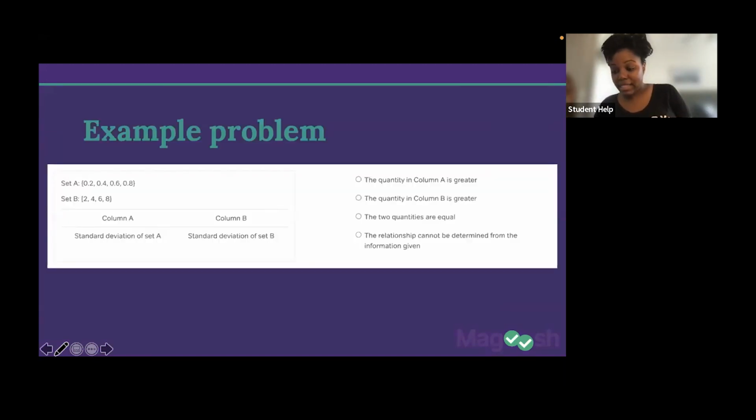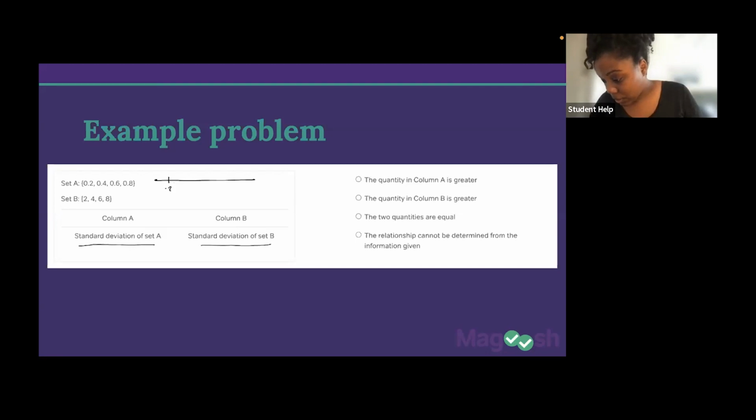All right, so here we have set A and set B. If we want to know which is bigger, the standard deviation of set A or the standard deviation of set B, let's look at our number line example again. If this was 0.2, and this was 0.4, and this was 0.6, and this was 0.8, and if our set here was 2, 4, 6, 8, what's the bigger space? From here to here or from here to here?